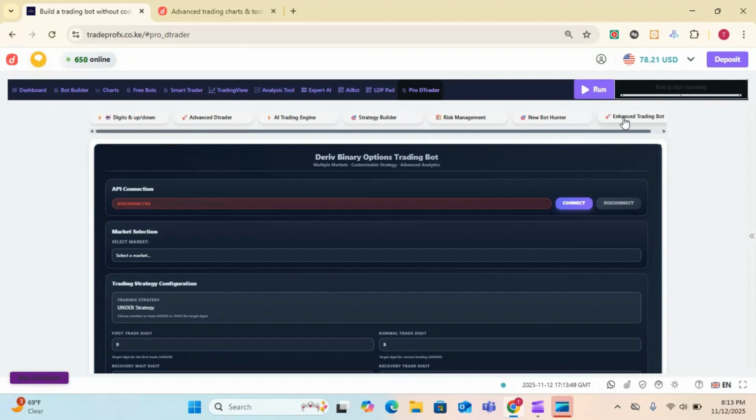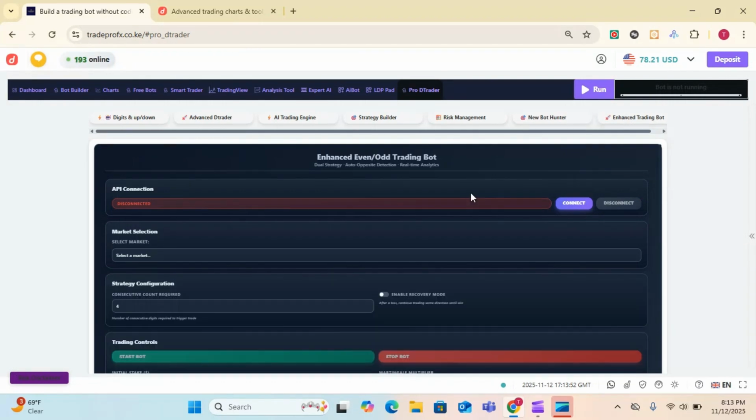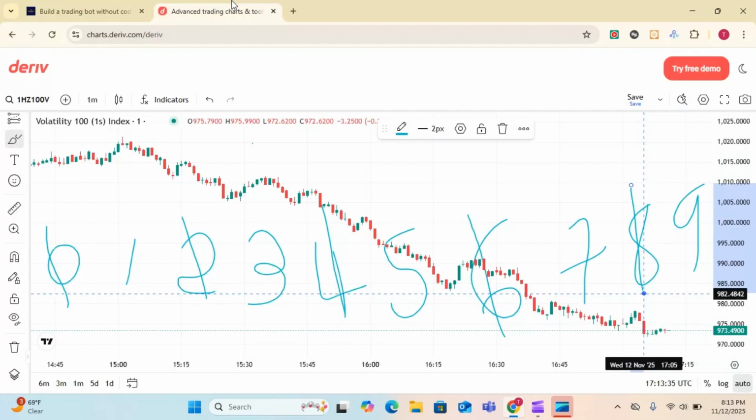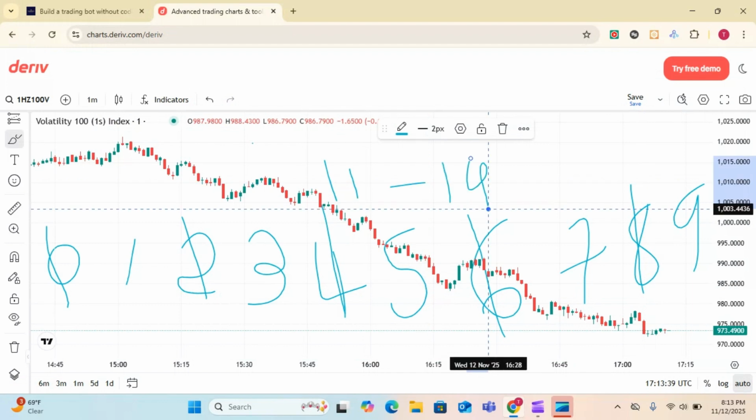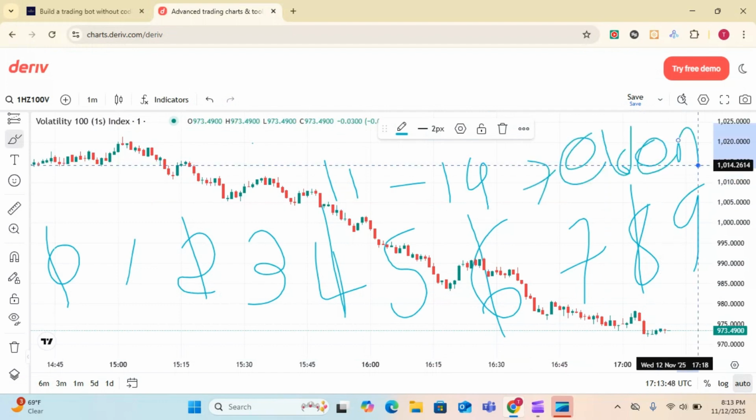The reason why: Deriv can manipulate the market up to producing 11. It can produce 11 to 14 digits. That is the truth about trading even and odd digits.